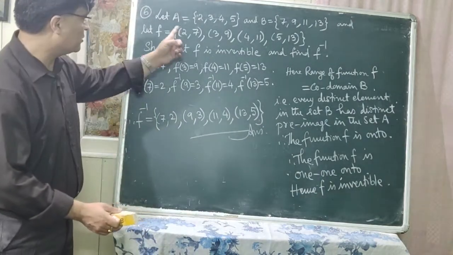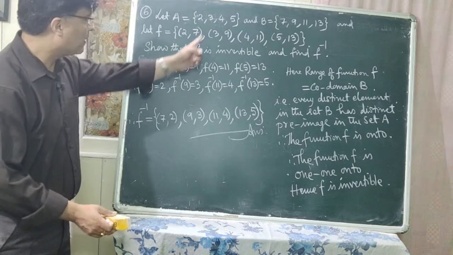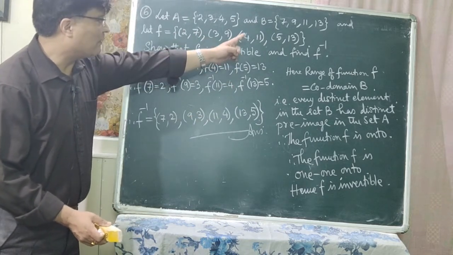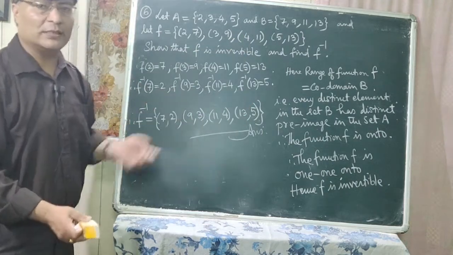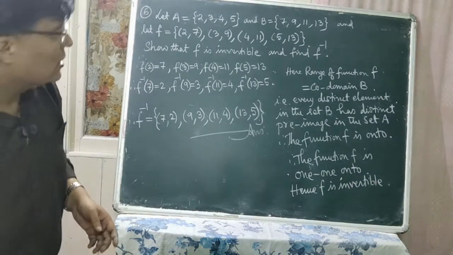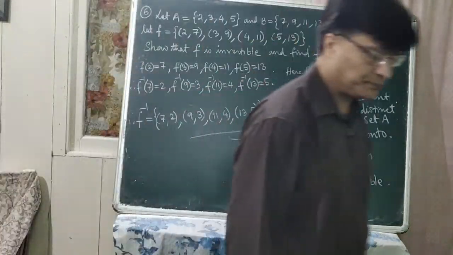So f inverse is equal to: the reverse of (2, 7) is (7, 2), of (3, 9) is (9, 3), of (4, 11) is (11, 4), and of (5, 13) is (13, 5). So this is the function f inverse. So I think you have understood it. So now we'll do the next question.